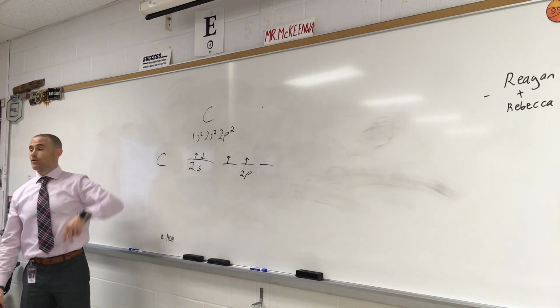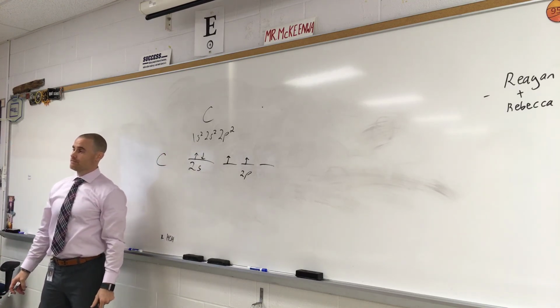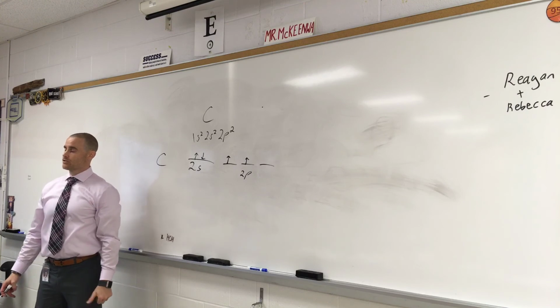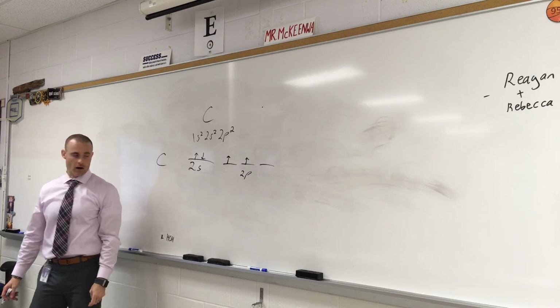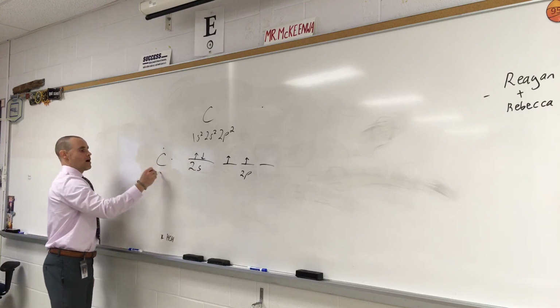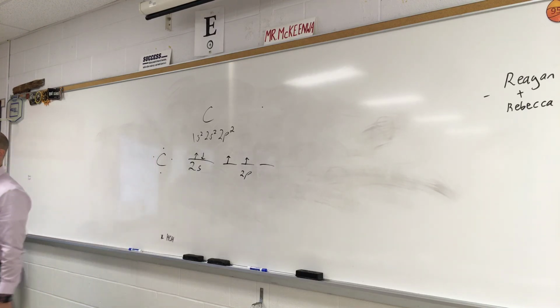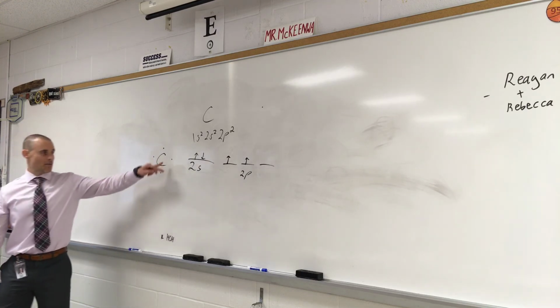Well, it has 6 total. Oh, right. How many valence electrons does it have? 4. I don't know if you guys remember, but carbon makes 4 bonds. Hopefully you remember that. That's something you should know already. Okay, that's carbon's dot structure.